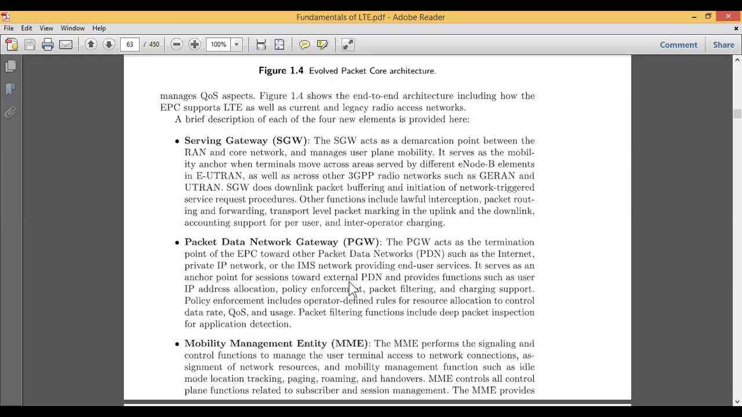So I am trying to switch from one network to another network. During those conditions, I require some kind of network. That is called an external network. Therefore this is required for the packet data external gateway.